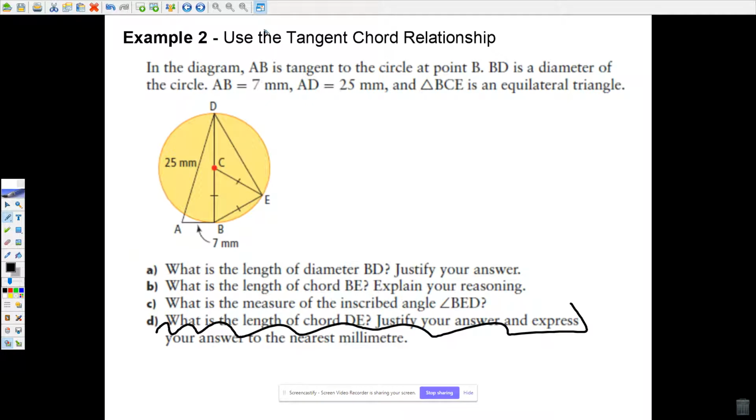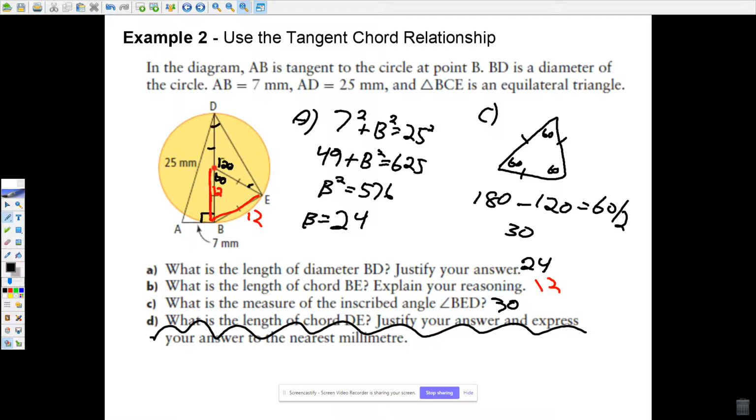So the first question we've got here, example 2, gives us a number of pieces of information. First off, AD is 25. We've got a point of tangency right here, which of course means it forms a 90-degree angle. And we've got an equilateral triangle here, which means in this little triangle, all of the sides are equal and all of the angles are equal. I'm going to flip over to the next slide so we can look at the answers.